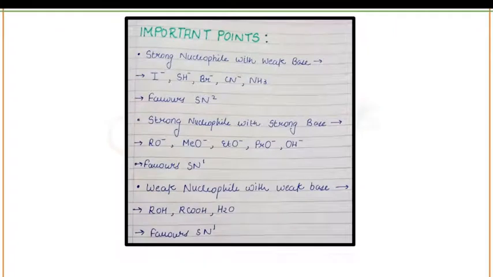Okay. Now, some important points related to the nucleophilic substitution reaction. Strong nucleophile with weak bases favors SN2 kinds of reaction. For example, I minus, SH minus, Br minus, CN minus and NH3. Strong nucleophile with strong base favors SN1. Weak nucleophile with weak base favors SN1. All the examples are given to you in this formula chart. Okay. I will suggest you to please remember these points. These will help you to solve many questions related to the nucleophilic substitution reactions.